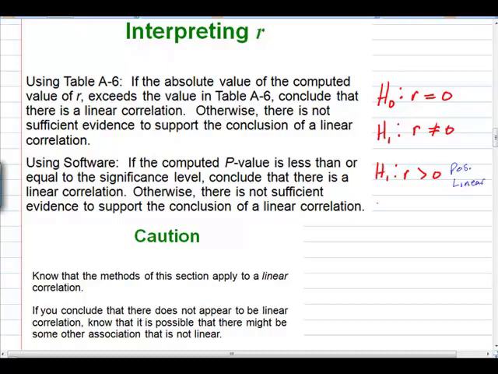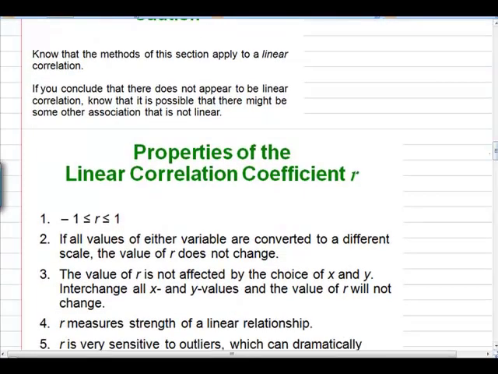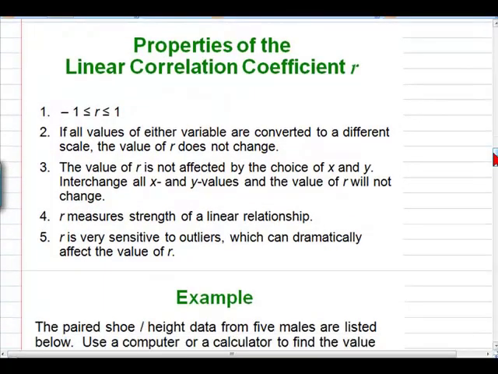If we test the claim, the alternative hypothesis that R is less than 0, then we're looking at a negative linear correlation. Know that the methods of this section apply only to linear correlation. If you look at the scatter plot and conclude that there's not a linear correlation, know that it's possible there might be some other association that's not linear. For example, it could be quadratic, cubic, or exponential. Linear is not the only type of correlation there is, but in this section, we're only looking at linear correlations.